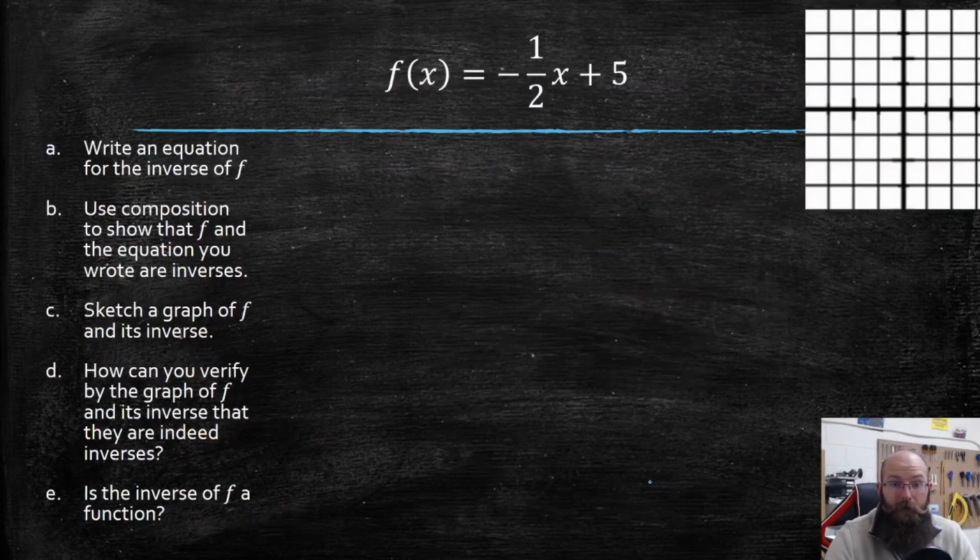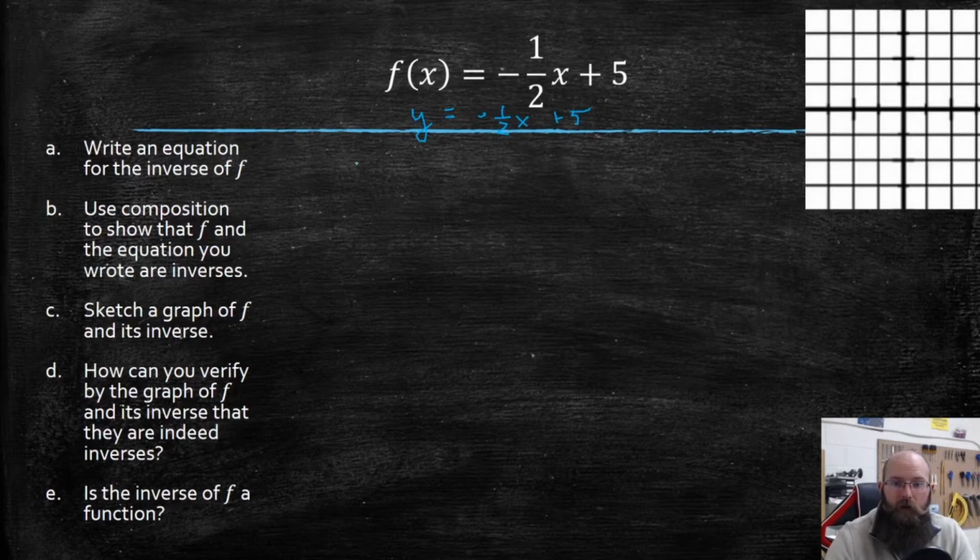All right, so here, I'm going to start off by writing an equation for the inverse of f. Okay, so I'm going to find my inverse. Then I'm going to check a bunch of stuff. But let's do A first. I need to find my inverse. First thing is I'm going to set my left y instead of x. Negative 1/2 x plus 5.